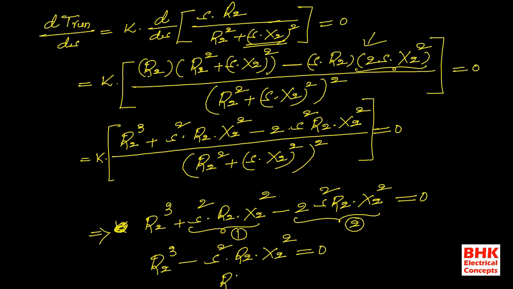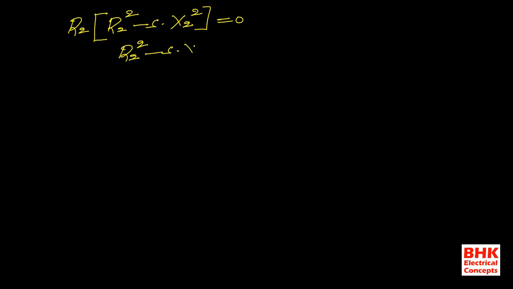You will get, take common r2, then you will get r2 square minus s into x2 square is equal to 0. Okay, now from this expression we can directly write, so I'm writing here. So r2 take common, it means r2 square minus s into x2 square is equal to 0.